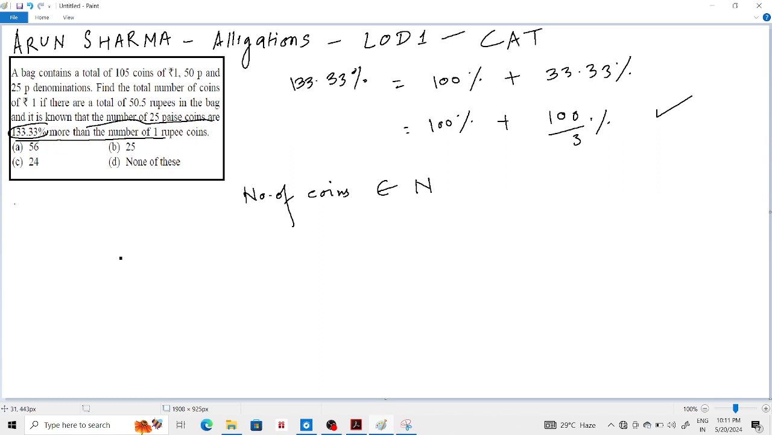So what we can do is that, let us take option number A. In option A, we can see that it is 56. That means the number of rupee 1 coins is 56. If that is the case, then we can find out the number of 25 paise coins. It is known that the number of 25 paise coins is 133.33% more than the number of rupee 1 coins. So in that case, what is the number of 25 paise coins?